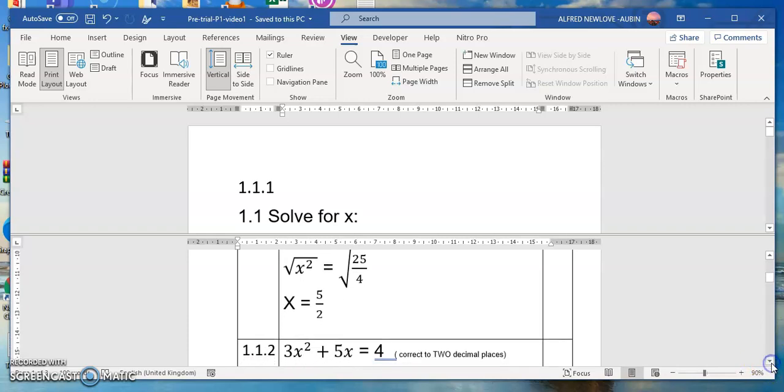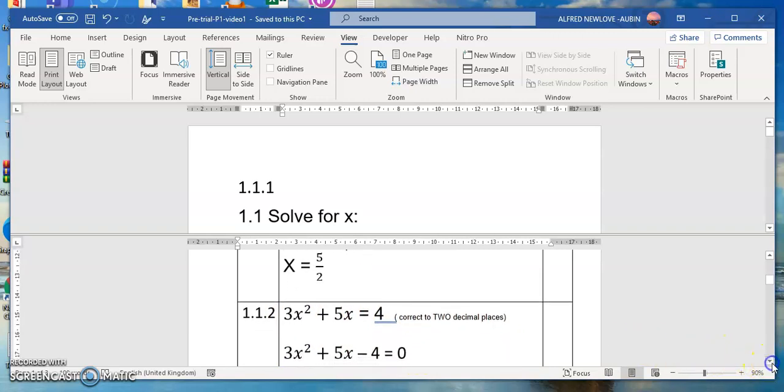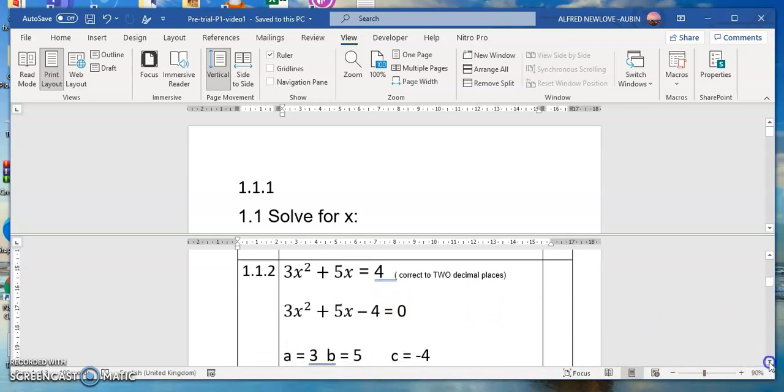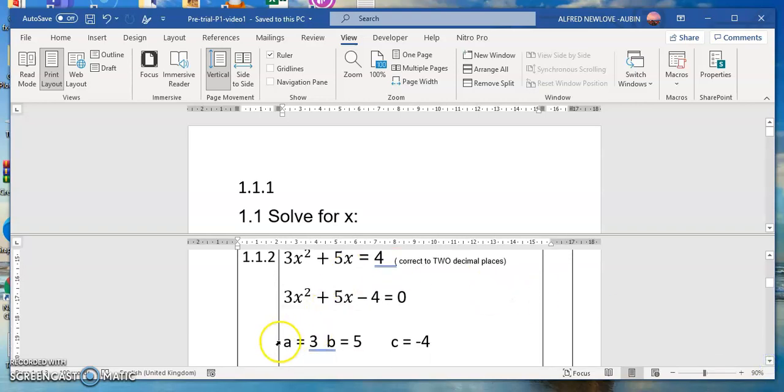Then let's look at the next question. This one also says solve for x. We must correct it to 2 decimal places. What are we supposed to do? First, transpose this plus 4 to the left hand side to be minus 4, which is equal to 0. Then we are supposed to use the quadratic formula. So our a is this 3, our b is this 5, and our c is this minus 4.